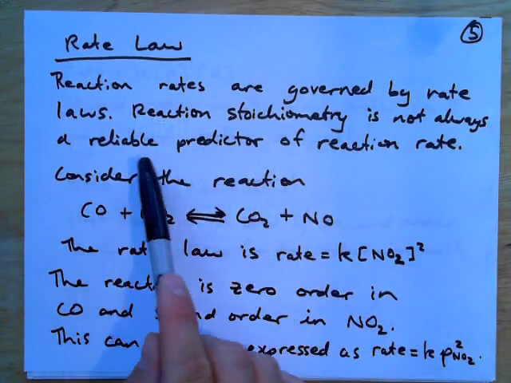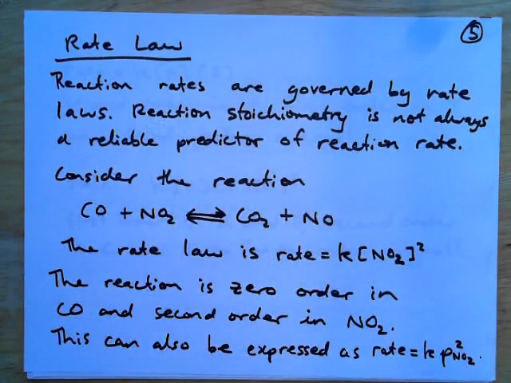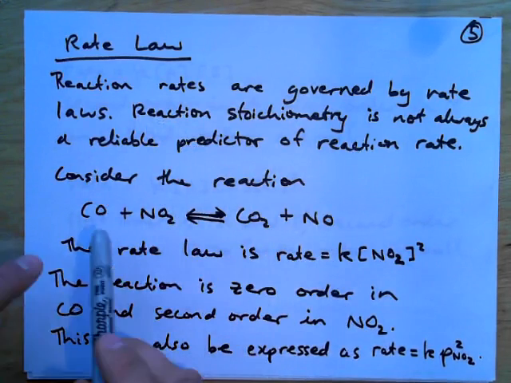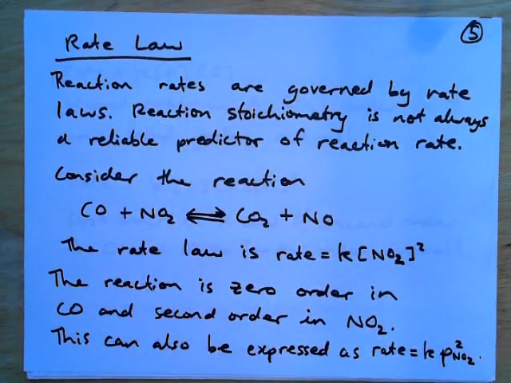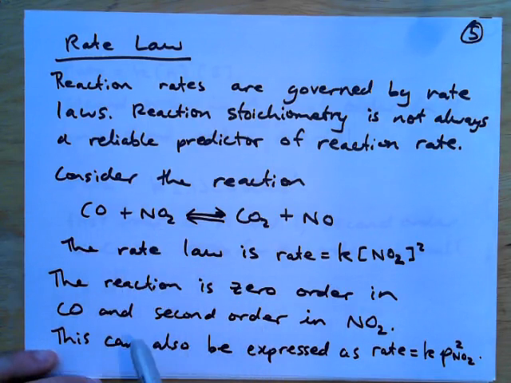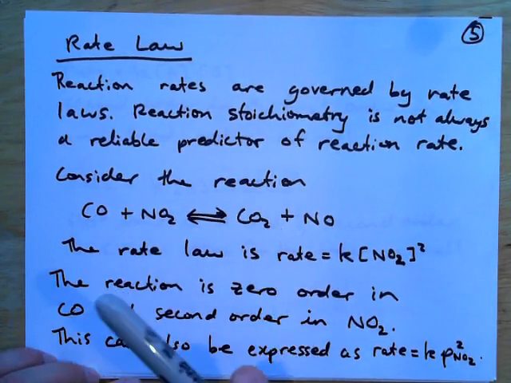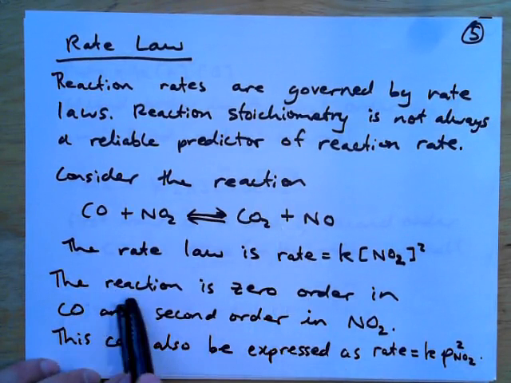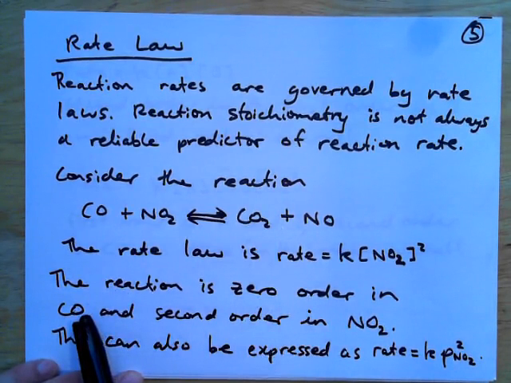Reaction stoichiometry is not always a reliable predictor of reaction rate. Okay, so you would probably expect you'd have a concentration of carbon monoxide in there somewhere, but that's not necessarily the case. So just be careful with that. Reaction rate laws are not always able to be viewed and determined via the stoichiometry. Sometimes it works out that way, but often it doesn't, and I won't go into the full reasons for that, but basically it's because this reaction would have several steps in it. Okay, so the reaction is zero order in carbon monoxide, meaning that carbon monoxide is not involved. Okay, and second order in NO2.